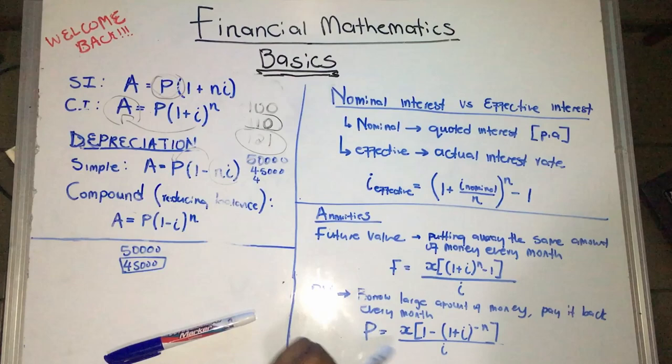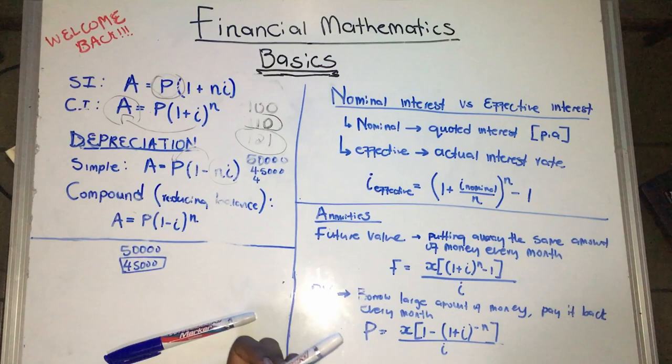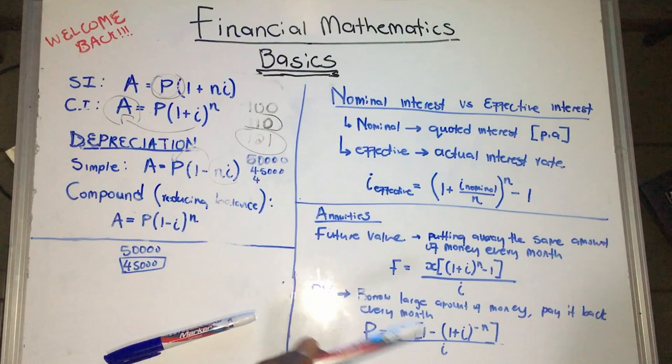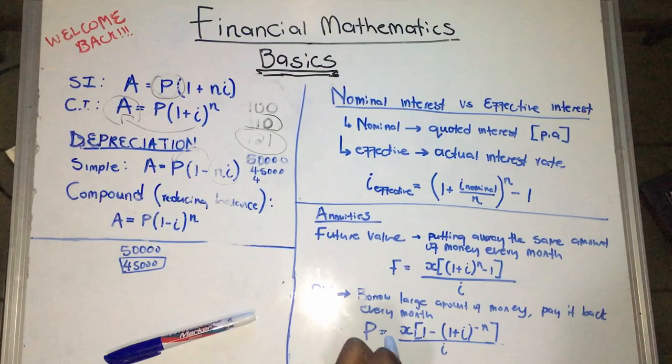So, for example, maybe we borrow 200,000. So I get 200,000 and then the interest there is 8%. Okay, so how do we calculate my installment for 4 years or 5 years? We calculate the installment using this formula. Okay, so this is your present value, which equals your monthly installment times 1 minus, in brackets, 1 plus i to the minus n.